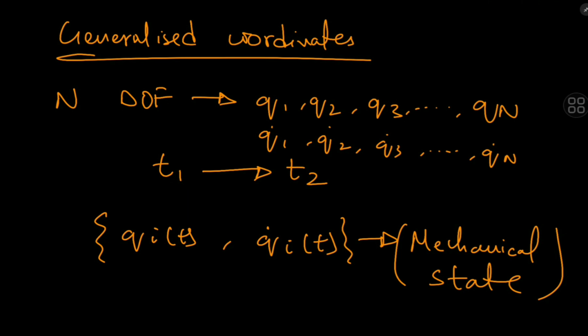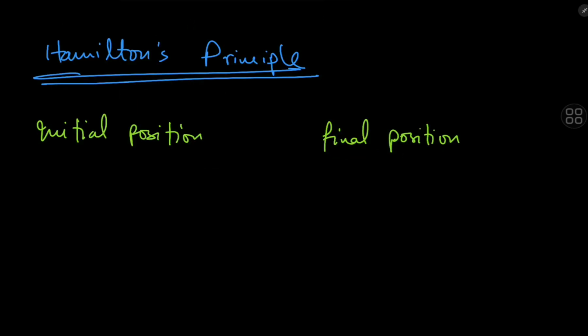This set of quantities forms what's called the mechanical state of the system. And we know that given the mechanical state at a certain instant of time t1, we could determine the mechanical state at some other instant of time, t2. Now, what is that all-important principle I kept talking about at the beginning of the video? Well, that's something called Hamilton's principle.